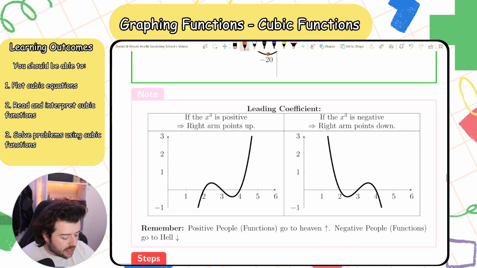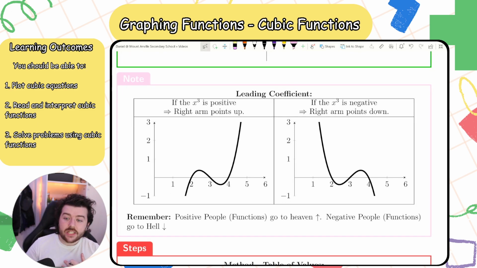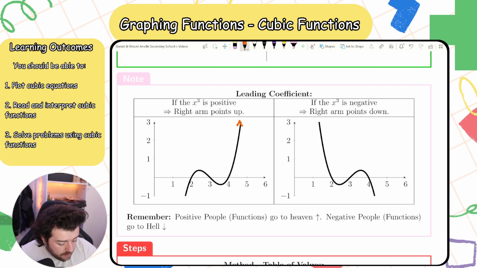So what do cubics look like? So the leading coefficient, if x cubed is positive, so if we have a positive x cubed, the right arm points upwards. If x cubed is negative, the right arm will point downwards. So it'll start from the bottom and go to the top. And then if it's negative, it'll start at the top and it'll go to the bottom. So this goes for all functions, really. If the leading coefficient is negative, it points downwards. If the leading coefficient is positive, it points upwards. So remember, positive people go to heaven, negative people go to hell. You know, positive functions go to heaven, negative functions go to hell.